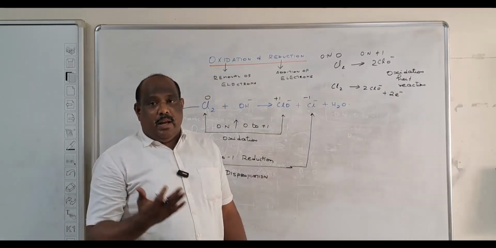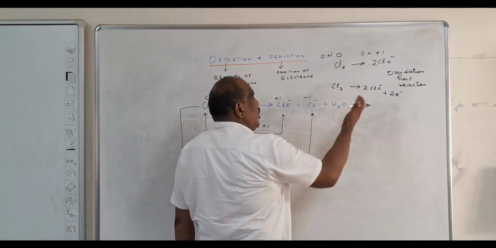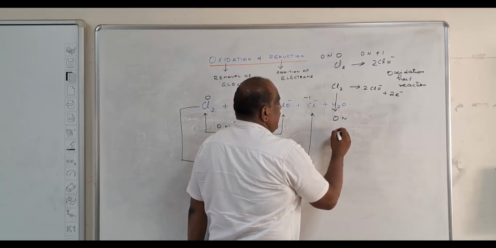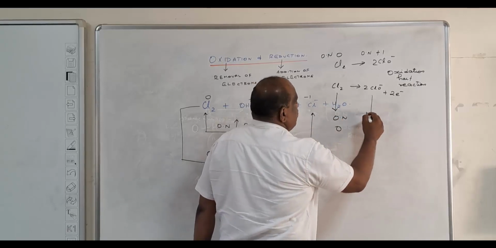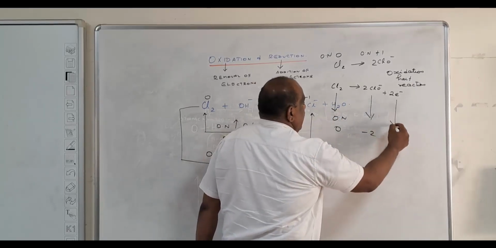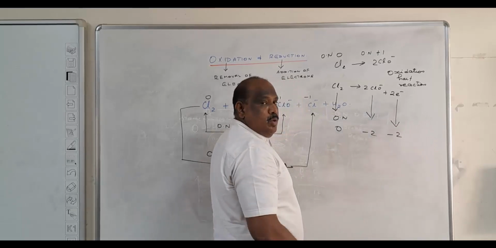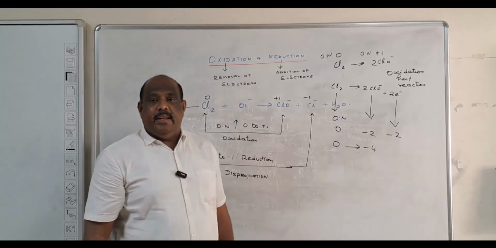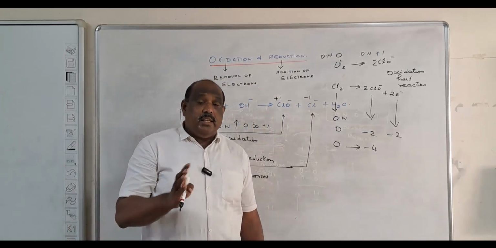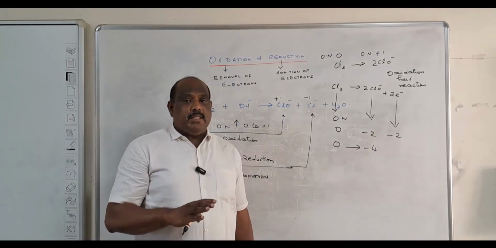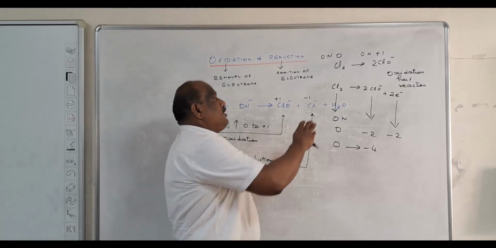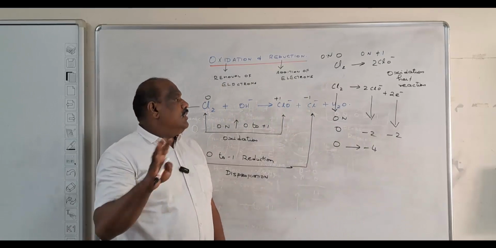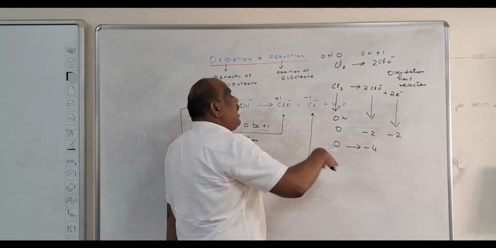So you may have a doubt: sir, still the charges are not balanced. Here the charge is 0, and on the right it is minus 2, minus 2. So the left hand side is 0, the right hand side is minus 4. Yes, I agree, still the charges don't match. But what is oxidation? Removal of electrons only. We can't change that. Now how to balance the charges?